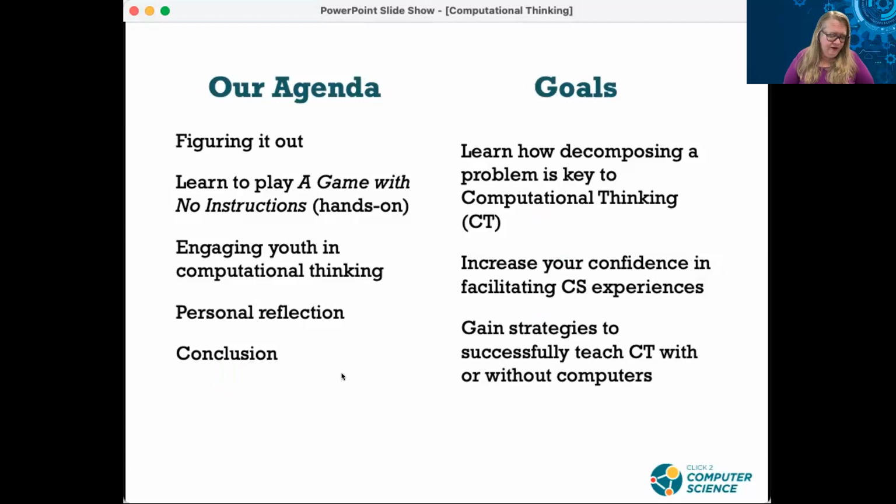These are the goals that we set out with at the beginning of the session. We wanted to make sure you had an understanding of what the computational thinking practices are, and hopefully build your confidence in being able to facilitate this type of experience and have some strategies you can use. And we also wanted you to be able to leave with an activity that you can put into practice in your program right away.